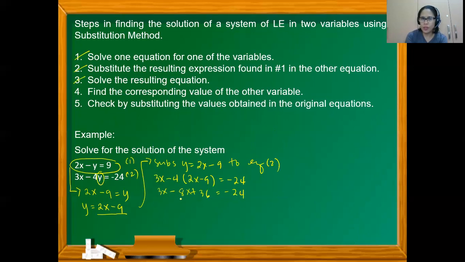And we know that 3x minus 8x is negative 5x. And then negative 24, we will transpose this on the other side. So this is minus 36 now. So negative 5x equals negative 60. So divide both sides by negative 5. We have x equals 12.